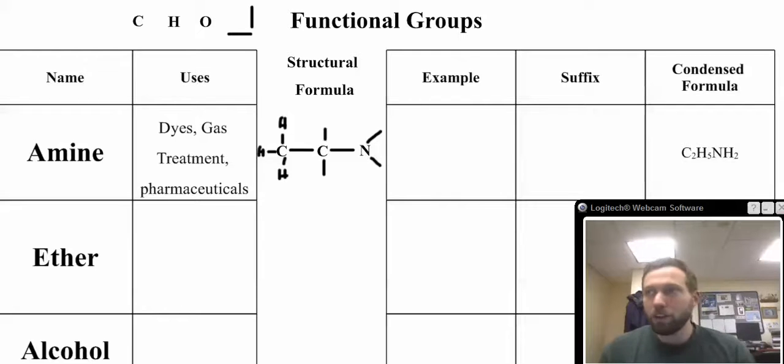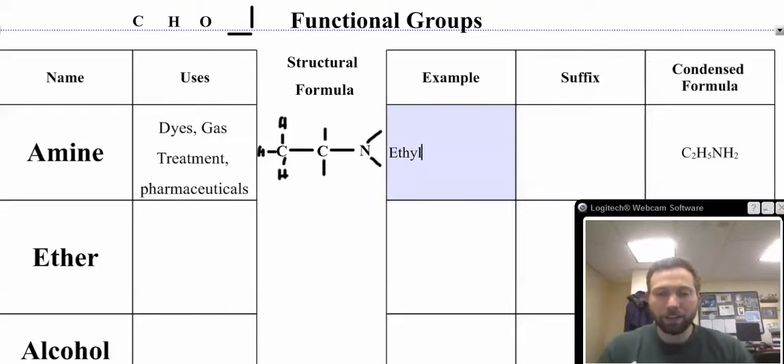Okay. All right. So examples. This one that I particularly drew here, because it has 2 carbons coming off of the nitrogen, we have a special name for this, and this is called ethyl. It's an ethyl group off of the amine. It's called ethylamine. So when we're naming this, we're going to use the suffix amine. So blah, blah, blah, amine. In this case, ethylamine. Okay, and I put the condensed formula over there on the right.